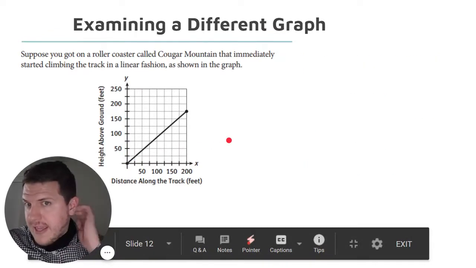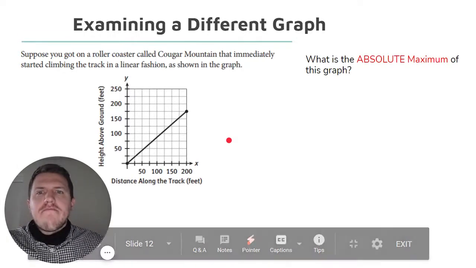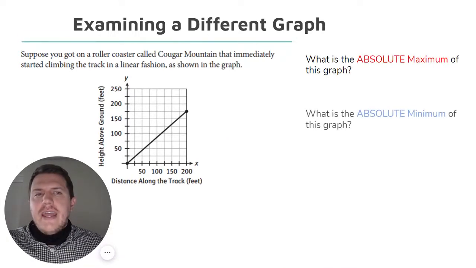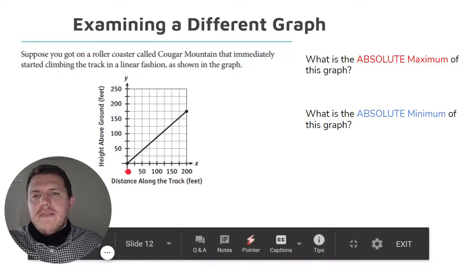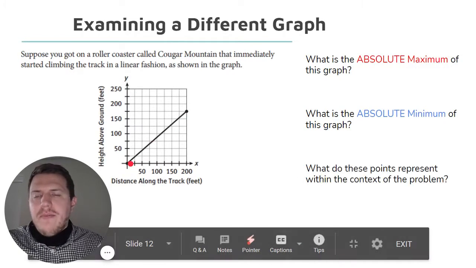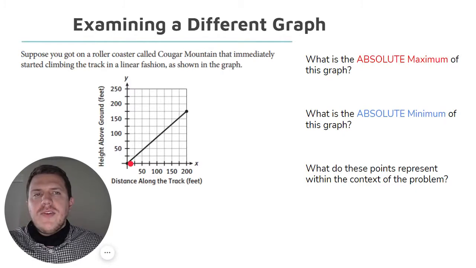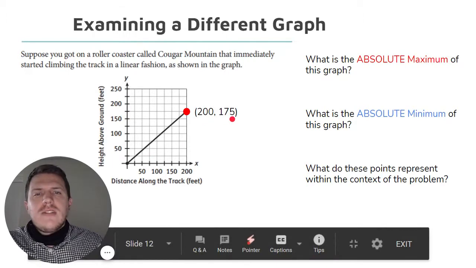Referring back to this graph again, the absolute maximum of the graph can be found at the high point here. The absolute minimum of the graph can be found right here. And then what do the points mean in the context of the problem? So here's how we figure this out. The absolute maximum is that red dot right there. It's found at the point (200, 175).